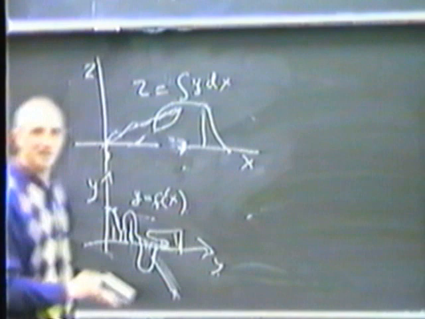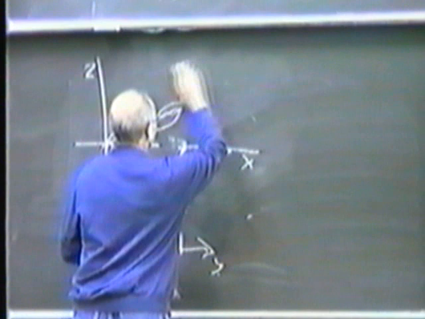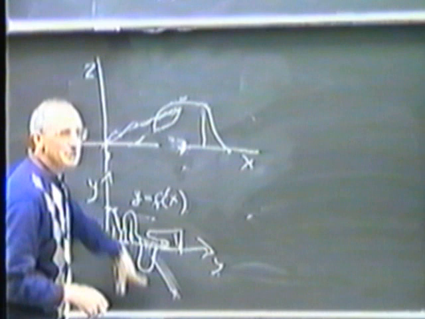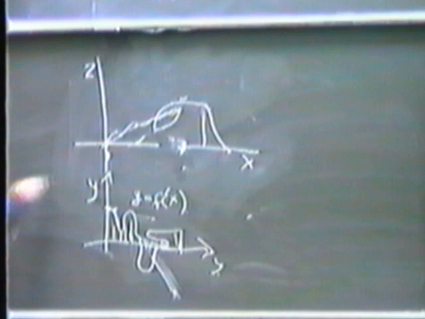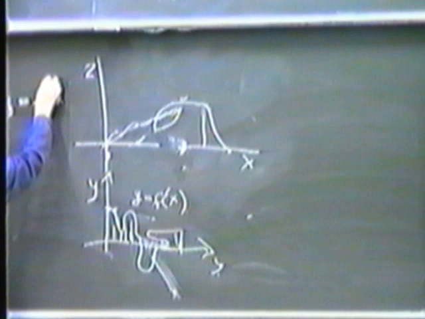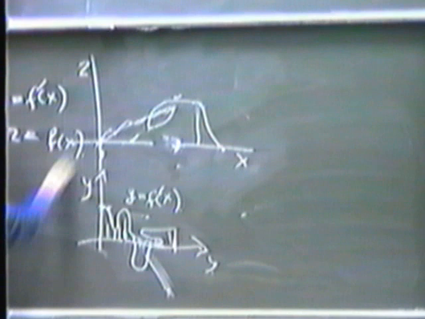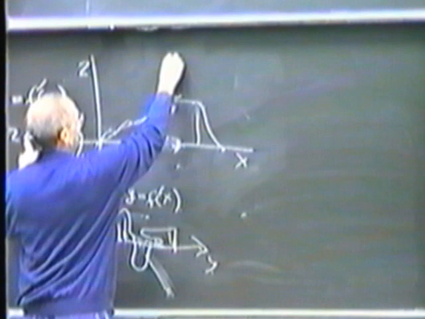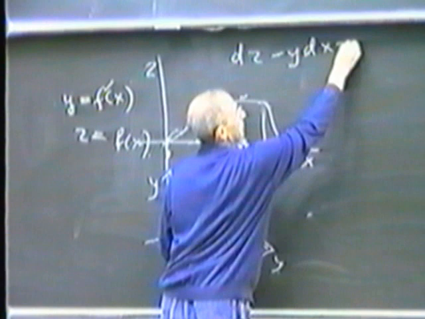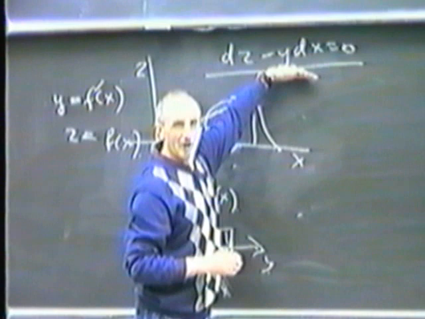So let me simultaneously draw both graphs on one picture. So you have a three-dimensional space with x, y, z coordinates, and in it you have the graph of y equal to the derivative of the function and z equal to f of x. So then, of course, this curve satisfies the differential equation dz minus y dx equal to zero. So this Pfaffian equation defines in three-space some plane field.